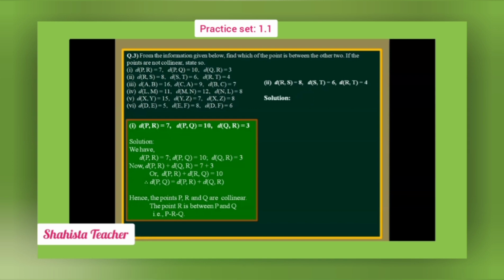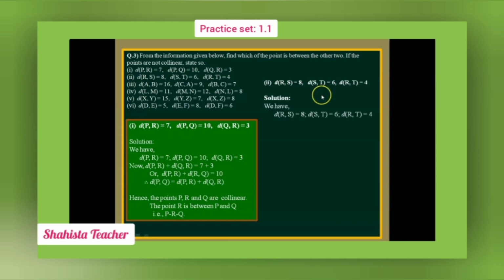Now we have these three values. Distance of RS is equal to 8, distance of ST is equal to 6 and distance of RT is equal to 4. We have to write all these values here. Now we simply add the smaller numbers. Here 6 and 4 are the smaller numbers. So distance of ST plus distance of RT.